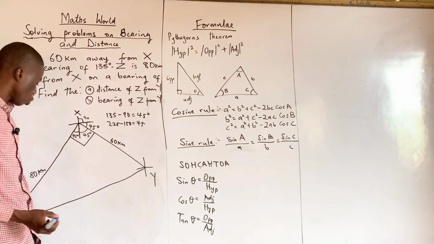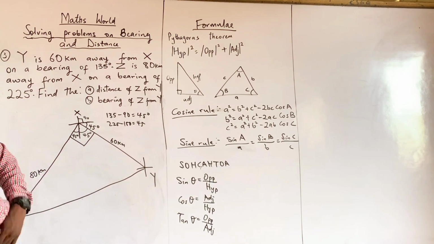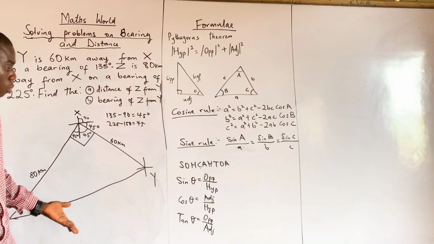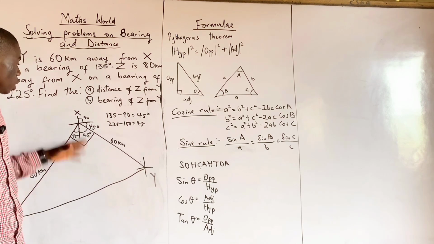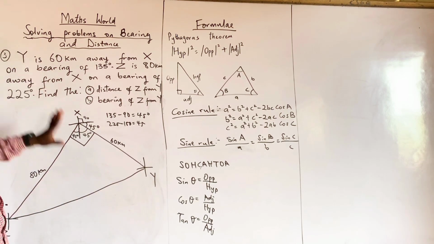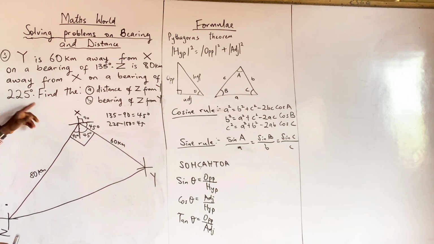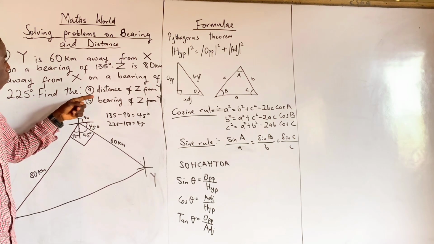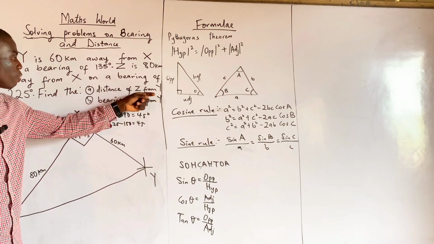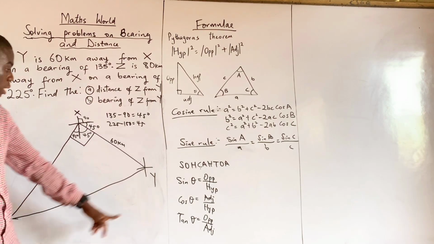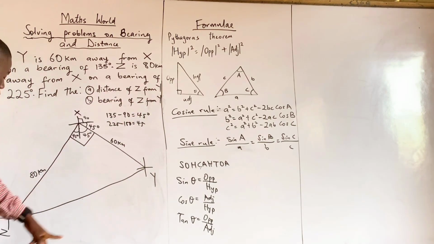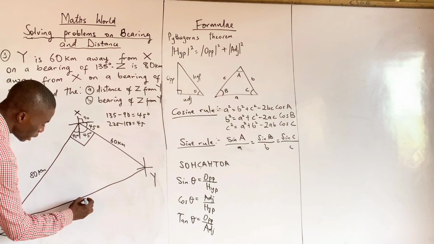So when you join them together like this, it will look like something like this, and that is what you will draw. You have drawn the diagram like that. Now let's go. They say find the distance of Z from Y. This is Z, this is Y. They say you should look for the distance of Z from Y. So here is where we are looking for.